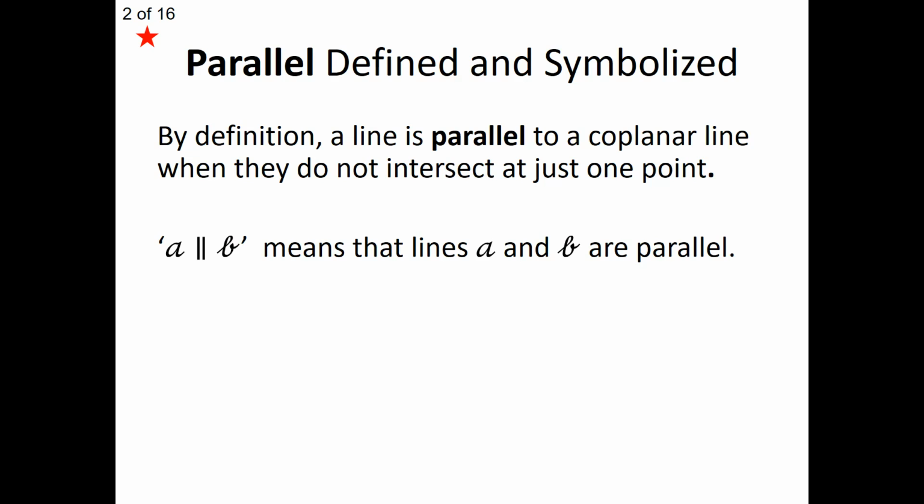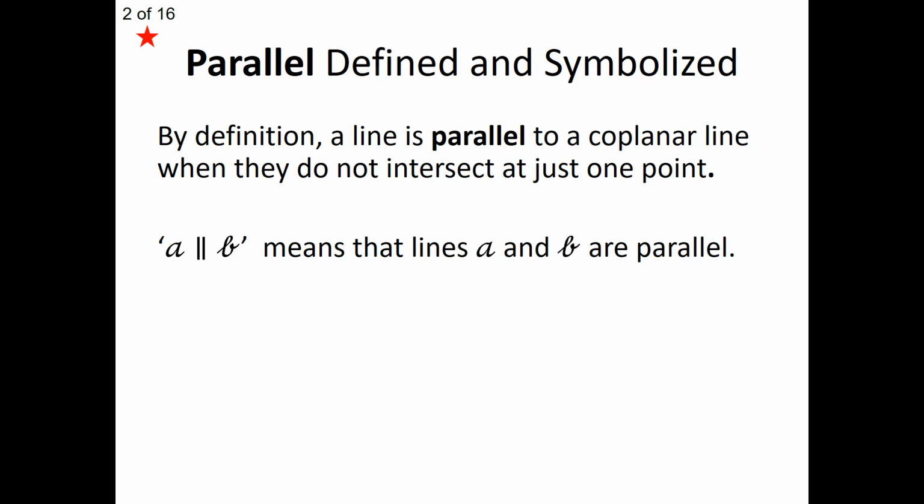Let's start with the definition of parallel lines. By definition, a line is parallel to a coplanar line when they do not intersect at just one point. So you may have seen your definition of parallel lines before, such that you will say that they never intersect. However, we are going to add a little bit more to our definition. You'll see why in just a second.